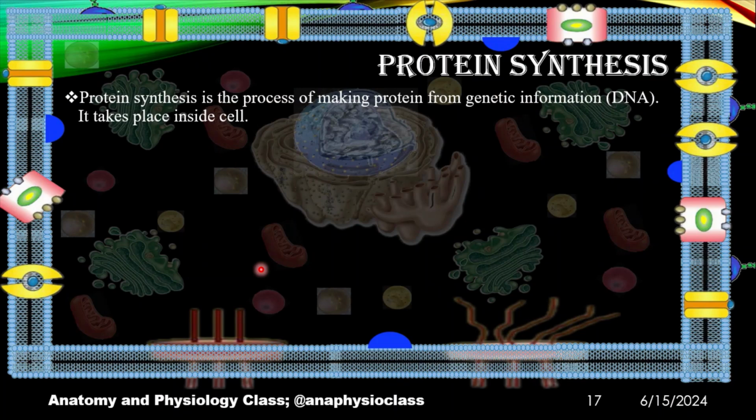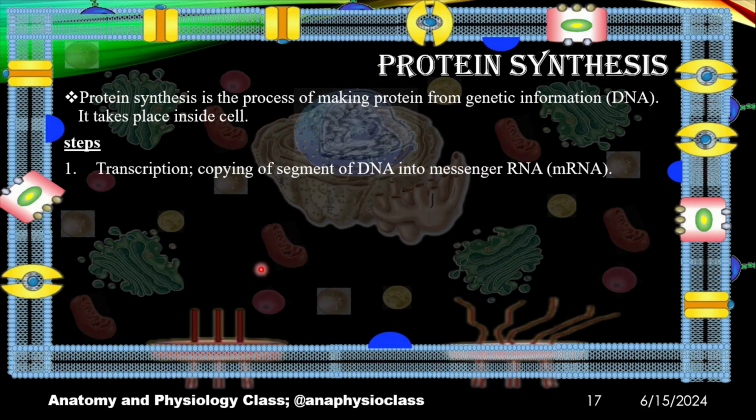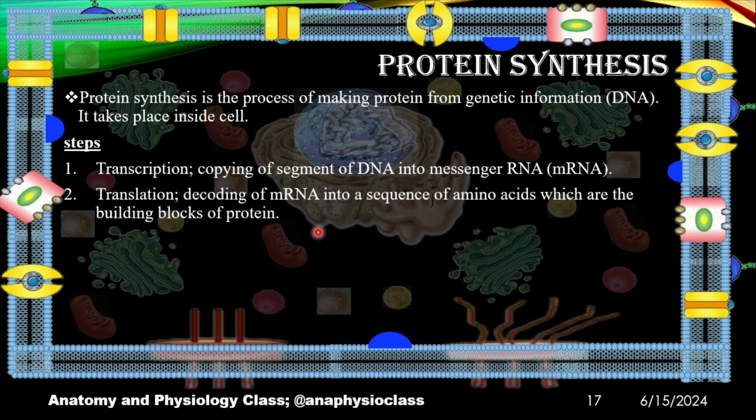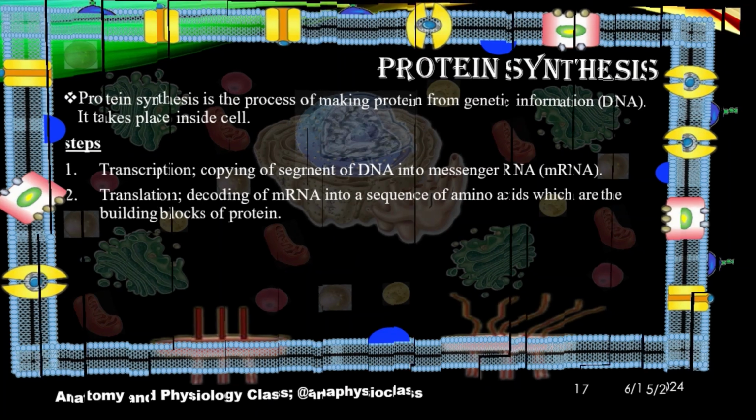Protein synthesis is the process of making protein from genetic information, and the steps include DNA transcription and RNA translation. Transcription is the copying of a segment of DNA into messenger RNA, while translation is the decoding of messenger RNA, or transformation of the information within the messenger RNA into a sequence of amino acids, which are the building blocks or subunits of protein.